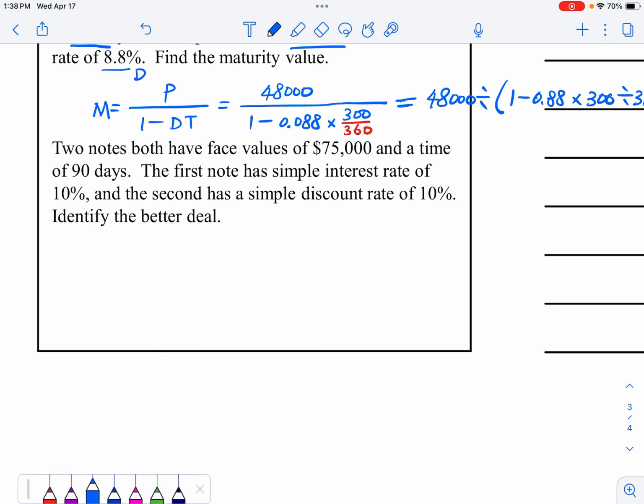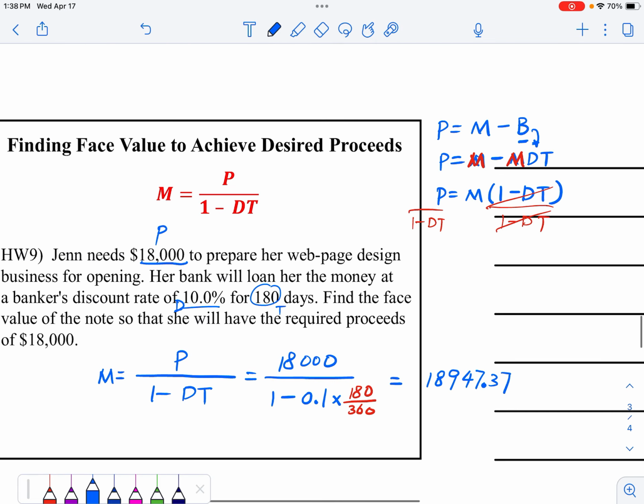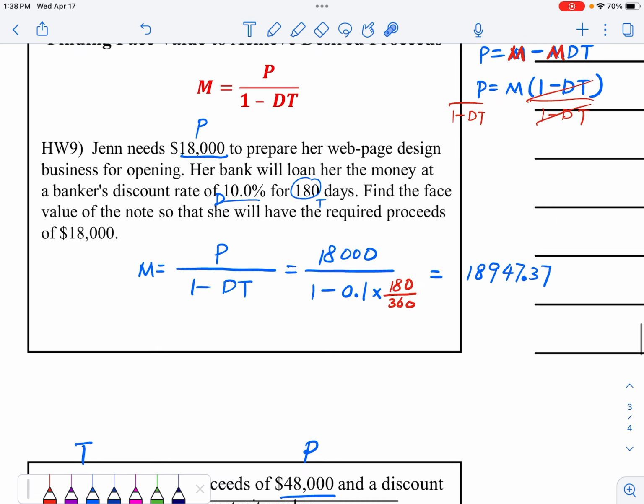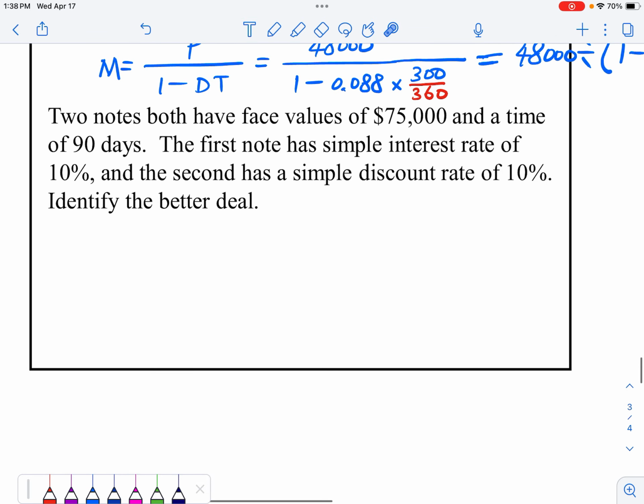All right, that's pretty much for this new formula. We are gonna do a little comparison here. Two notes both have a face value of 75,000 and a time of 90 days. The first note has a simple interest rate of 10%. That means the first note is a simple interest note. The second has a simple discount rate of 10%. That means the second one is a simple discount note.